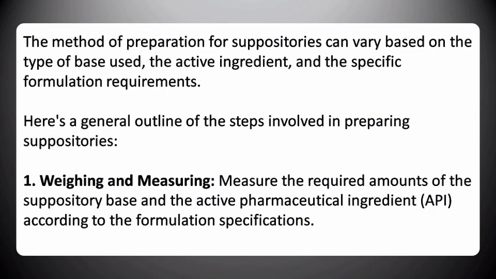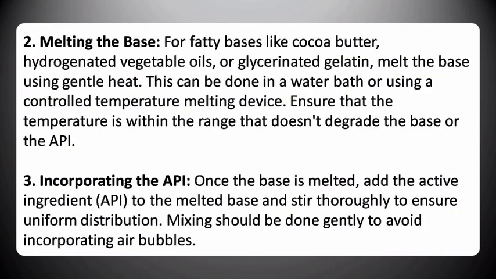First, weighing and measuring. Measure the required amounts of the suppository base and the active pharmaceutical ingredient, API, according to the formulation specifications. Second, melting the base. For fatty bases like cocoa butter, hydrogenated vegetable oils, or glycerinated gelatin, melt the base using gentle heat. This can be done in a water bath or using a controlled temperature melting device. Ensure that the temperature is within the range that doesn't degrade the base or the API.